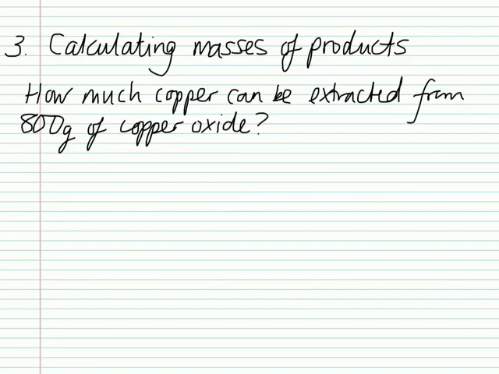get from it? To do this, the first thing you need to work out is the relative atomic mass of copper and the relative formula mass of copper oxide. The relative atomic mass of copper is 63.5. The relative formula mass of copper oxide is 79.5. This is step 1.